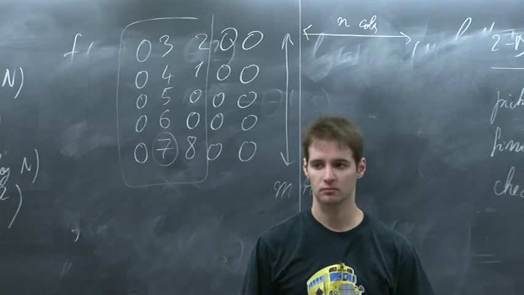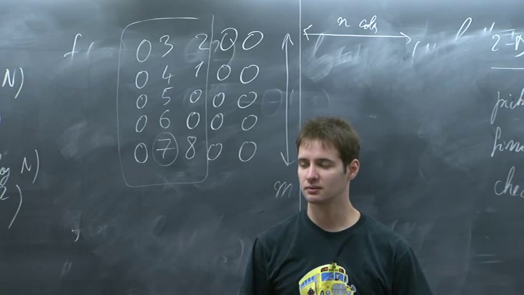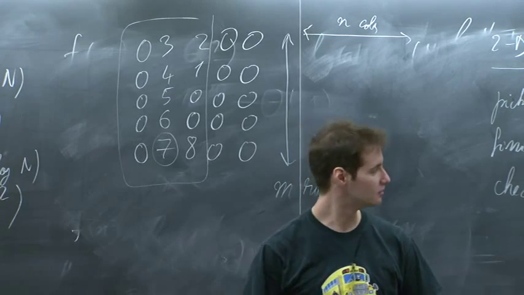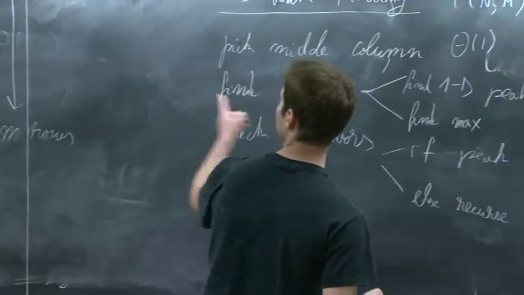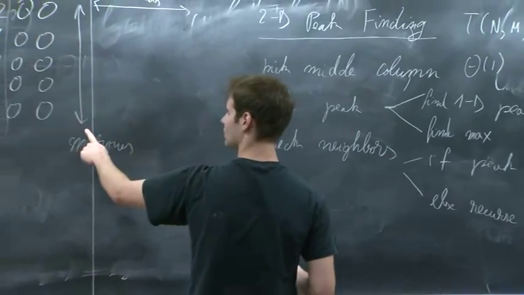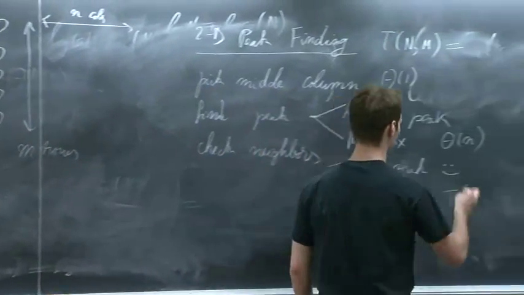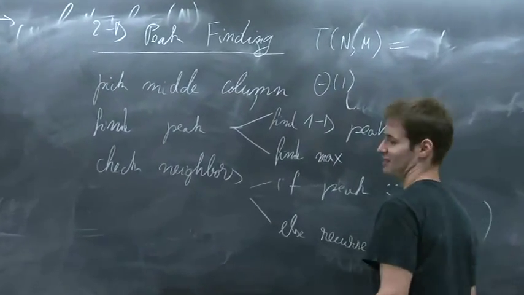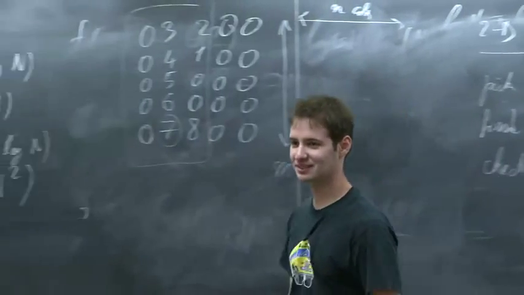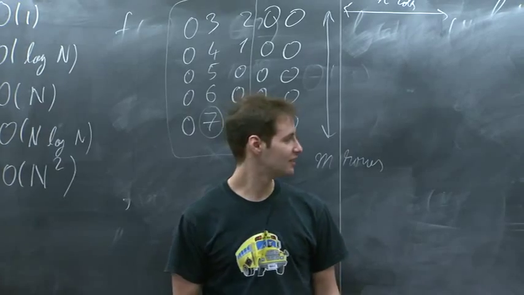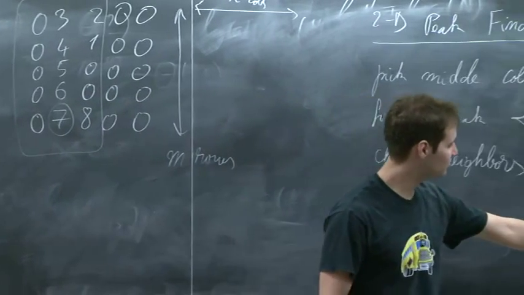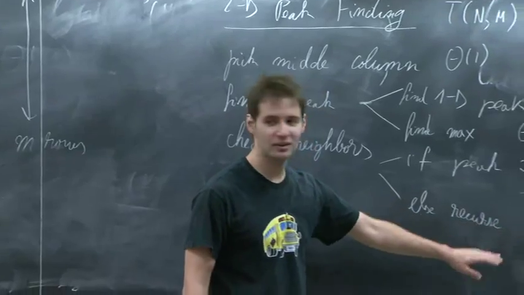Okay. Sorry, I'm not answering your question, but shouldn't find max be theta of m, not n? Let me see. I can't tell. You are right. Thank you for paying attention. Theta m. Sweet. That would have tripped me up later. Thanks for saving me. Okay, so what was your question? So the question is, if I have to recurse, what's the running time?